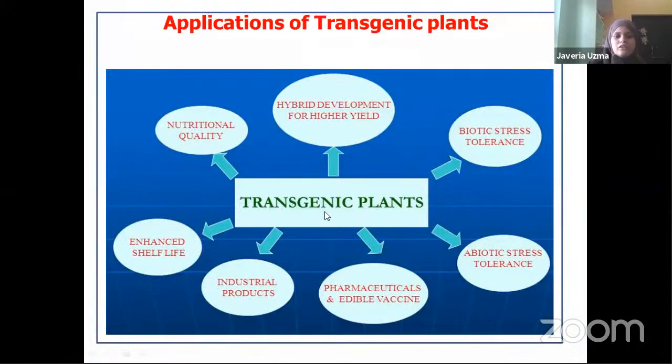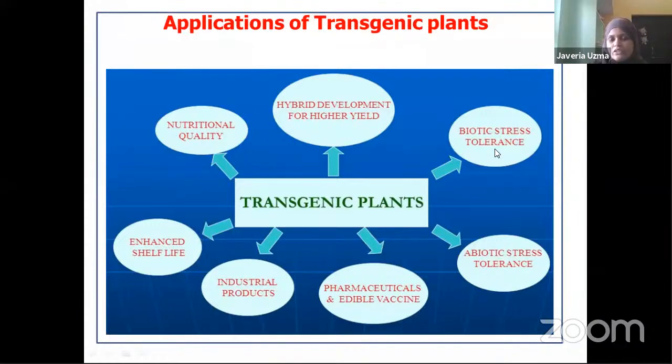By creating transgenic plants, you can improve the nutritional quality. The nutrition of your plants may be improved by introducing genes. Then you can develop hybrids for giving higher yield. This is the main issue. When you have high yield, the productivity will increase, and that will help in serving food for this increasing population. Because there is an urgent need of food security, because the population is increasing day by day and we have to provide food to all the increasing population. In this case, transgenic plants will help us in creating hybrids which give higher yield.